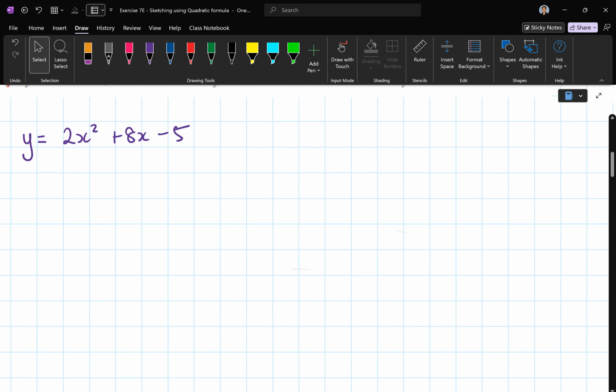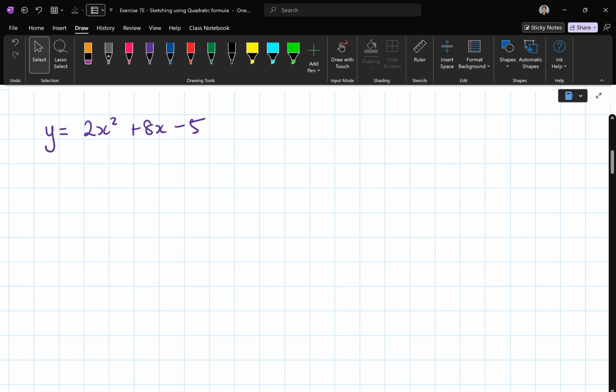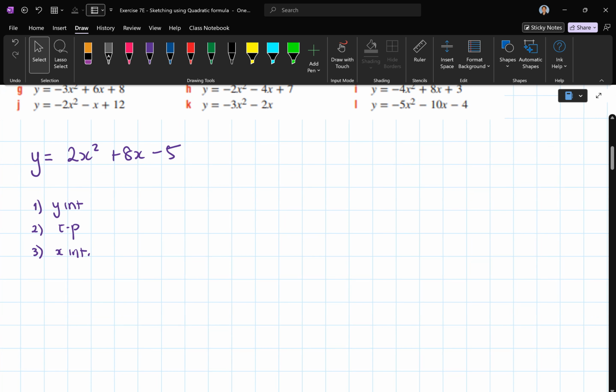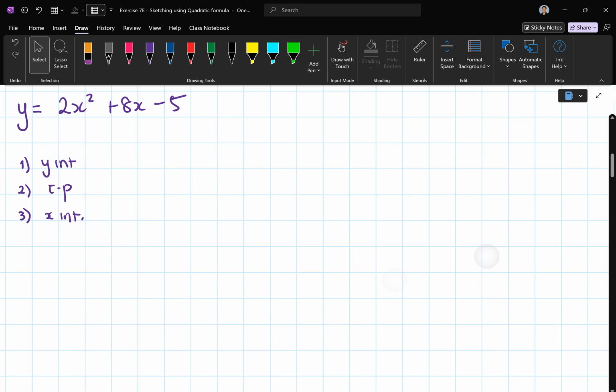Now, to sketch a graph, you always need three things. You need 1, the y-intercept. 2, you need the turning point. And 3, you need the x-intercept. Okay? Now in exercise 7E, they're relying on just formulas here.